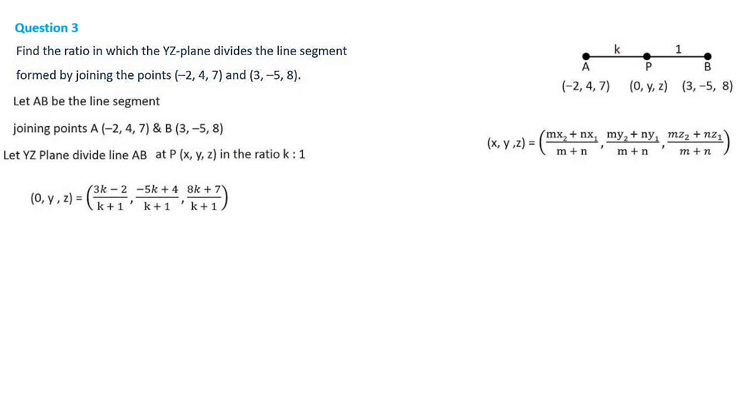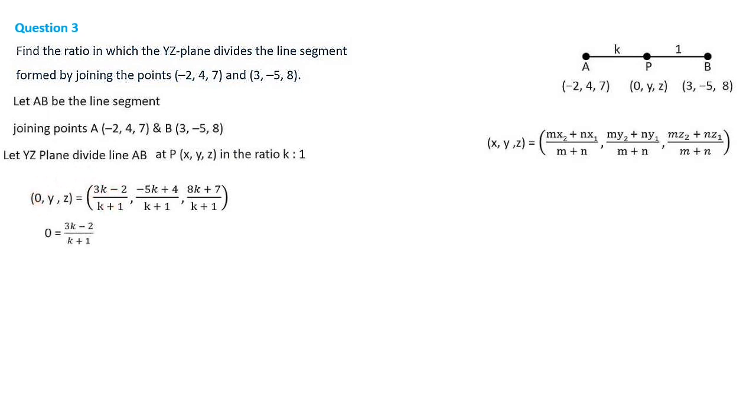Then second, k into minus 5, that is minus 5k. Then 1 into 4, that is 4, plus 4 divided by k plus 1. Then next is k into 8, that is 8k, plus 1 into 7, that is 7 by k plus 1. Now you see, as before, the ordered triplets are equal. That means the corresponding elements will be equal. This is x coordinate, this is y coordinate. Sorry, x coordinate. Corresponding x coordinates will be equal.